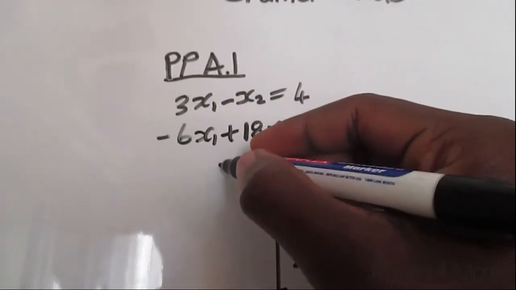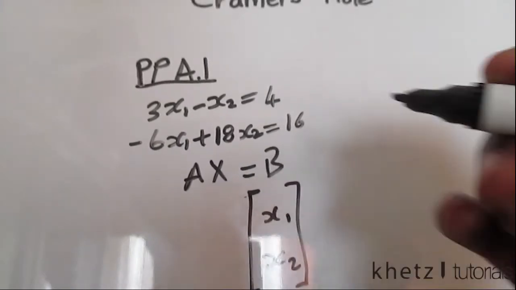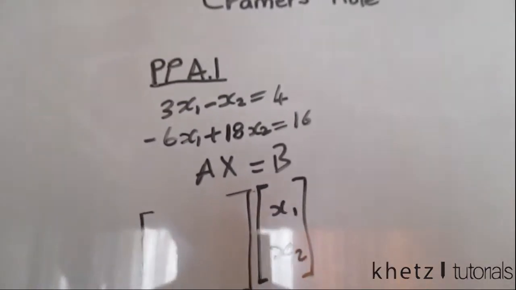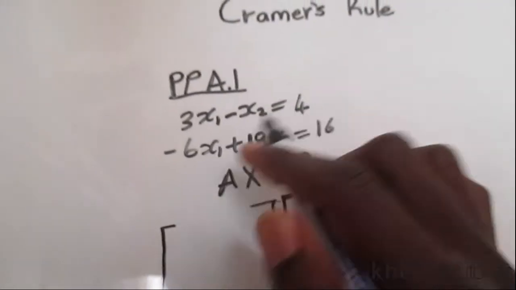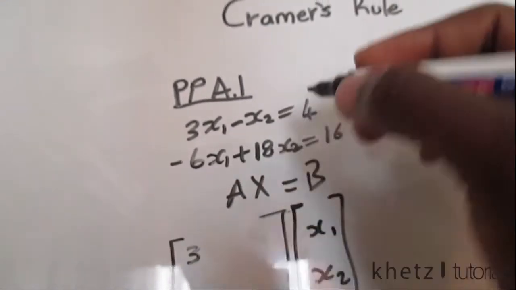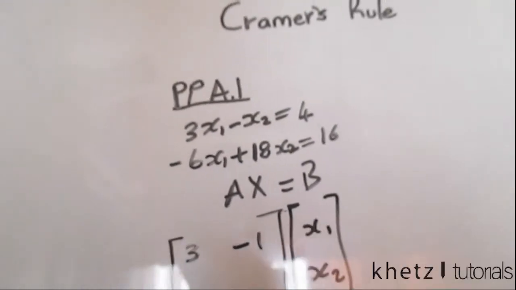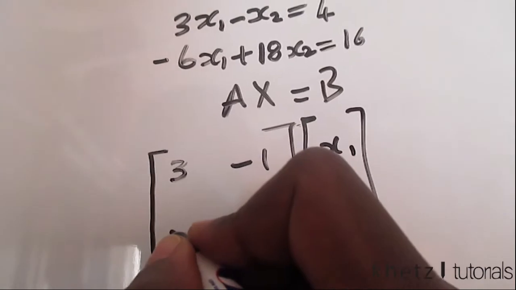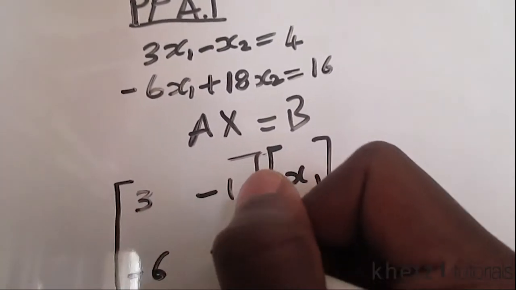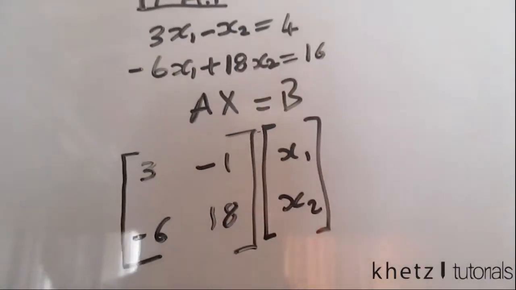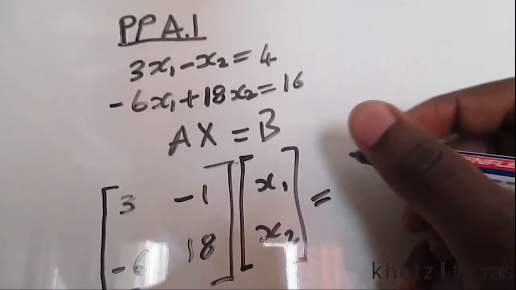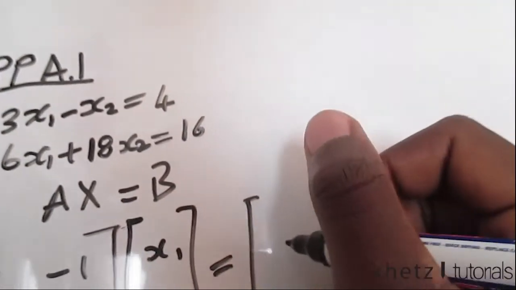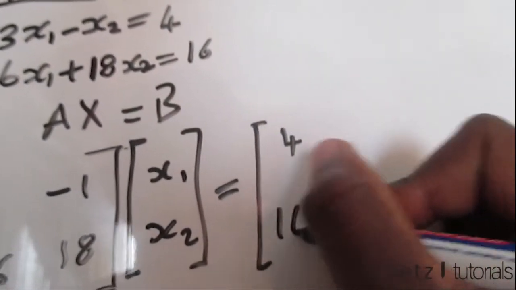So the general form is Ax equals B, right? So the A matrix consists of the coefficients of the variables. The coefficient at the top is 3, and that one there is -1. And for the equation at the bottom, the coefficients are -6 for x1 and 18 for x2. And all of this is equal to the B matrix, which is a column matrix consisting of the constants on the other side, which are 4 and 16.